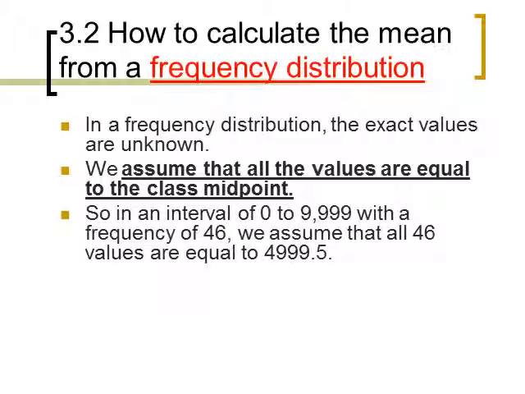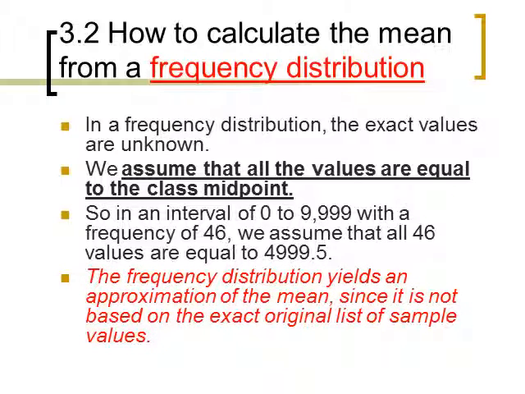So if we had an interval that goes from 0 to 9,999, let's say that that was the first class, and the frequency was 46 next to that, then what we do is we find the midpoint of the class. So we add 0 plus 9,999, we divide that by 2, and we get 4,999.5. So then we assume that all 46 values are equal to 4,999.5. The frequency distribution only gives us an approximation of the mean. It's not an exact mean since we can't see the original list of values.